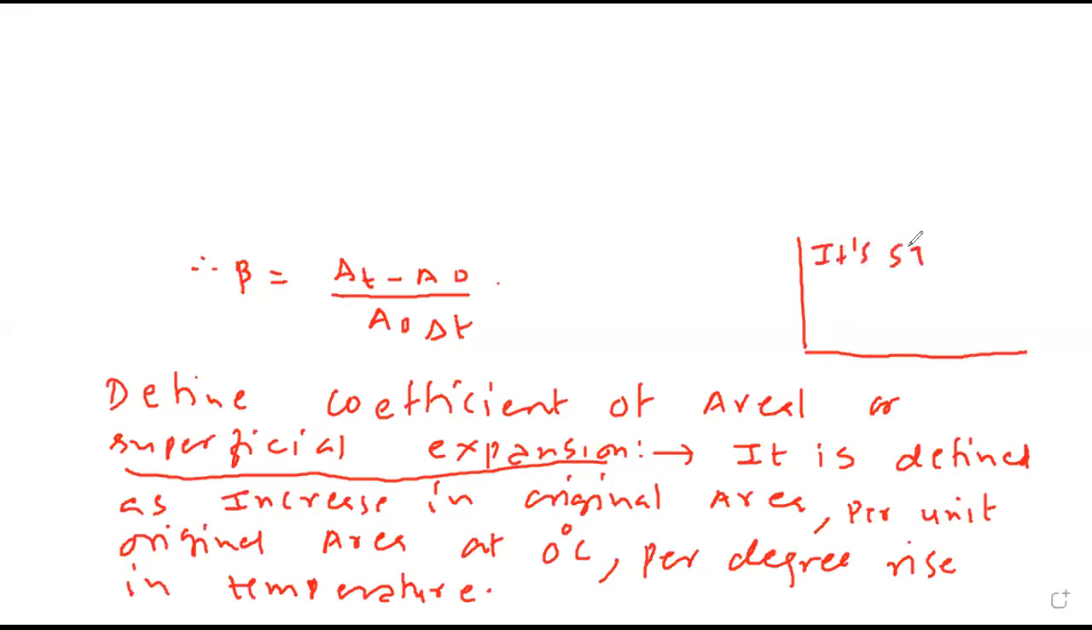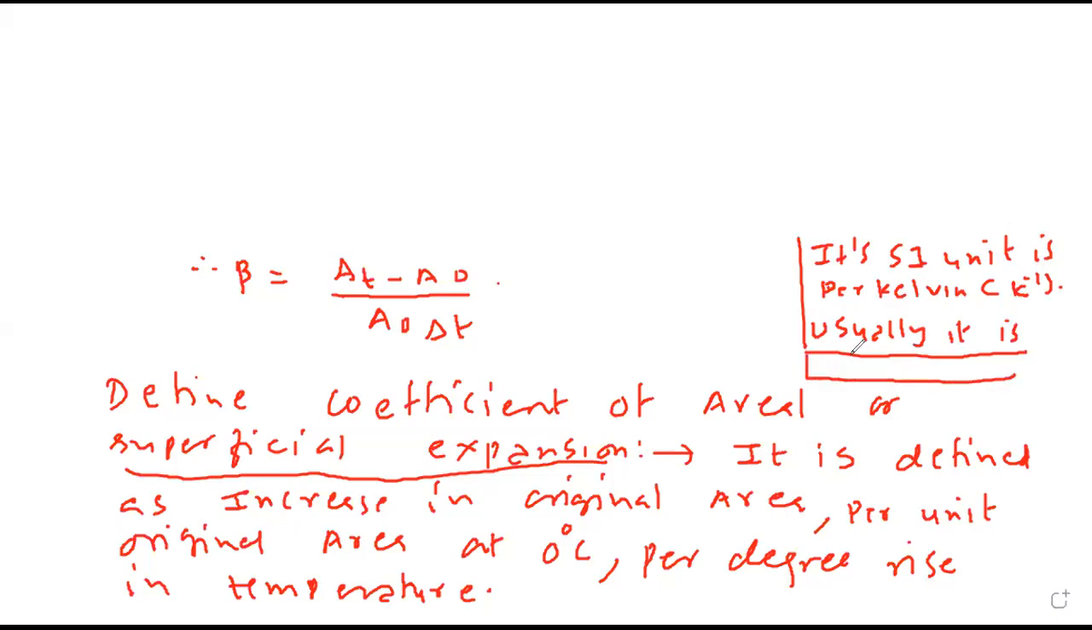Its SI unit is, again we'll write by same method, per Kelvin, that is Kelvin raised to minus 1. Usually it is taken as per degree Celsius. Write this much. So if they ask SI, then you will write Kelvin. If they just say unit, you can write either Kelvin or per degree Celsius.